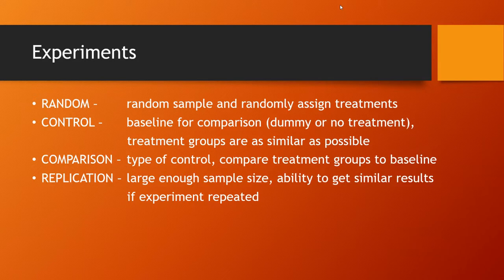The reason we have to have all 4 of those components is to minimize the effects of confounding variables. Now, confounding variables are uncontrolled variables that can interfere with your results. So we use randomness, we use replication, we use control to try to minimize the effects of those confounding variables, those variables that we can't control.